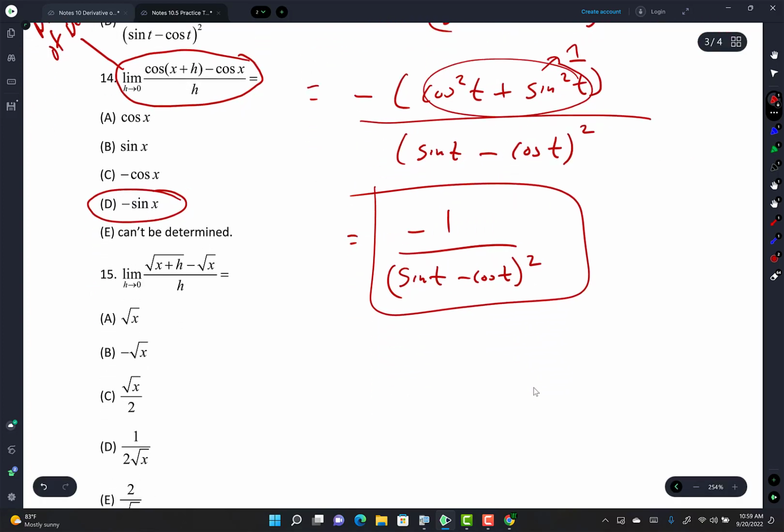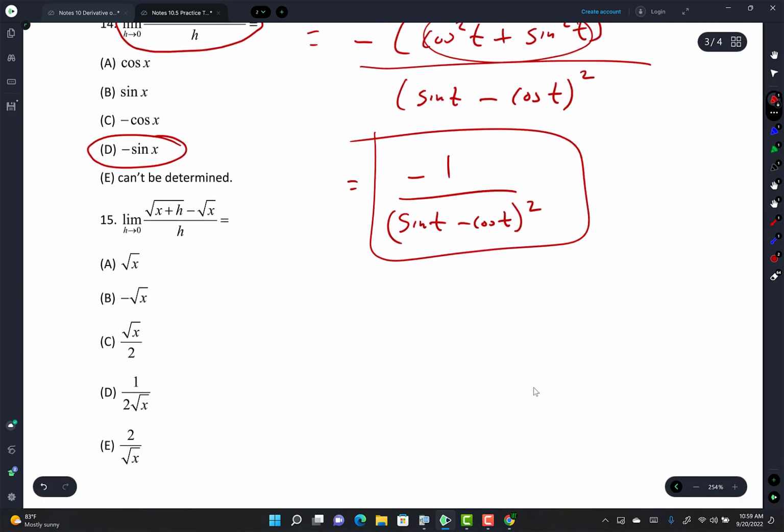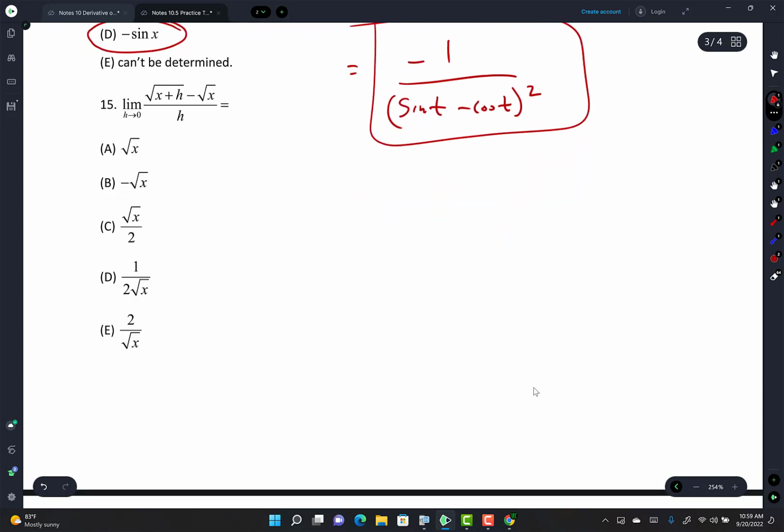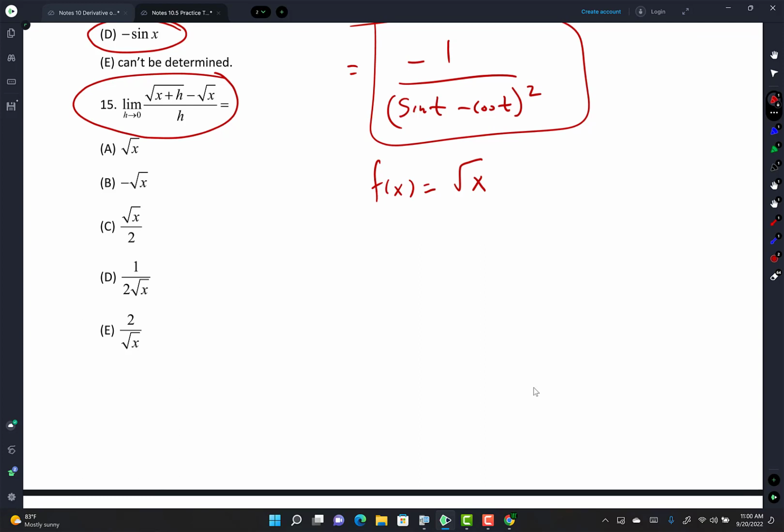Look at number 15. You can, if you want, do that the long way, or you can recognize that this is the definition of derivative for what function? It's for the square root of x. Hopefully you've done enough of those that you already know it's 1 over 2 square root of x, but if you don't, no big deal, let's do it together.